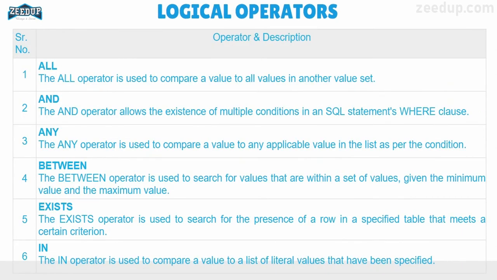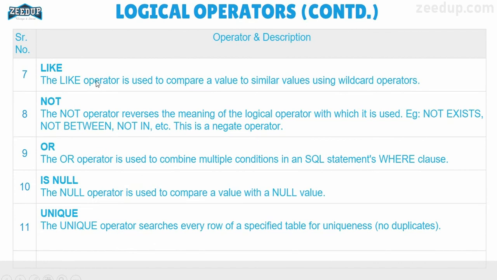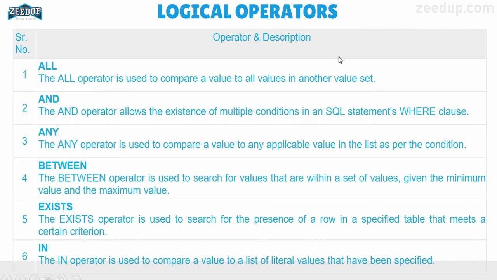The next type of operators present in SQL are known as logical operators. If we talk about logical operators, the first operator that we have is known as the ALL operator, which is used to compare a value to all the values in another value set. So basically, whenever we want to compare the values, then we use this ALL operator. The second logical operator we have is the AND operator. It is used with multiple conditions.